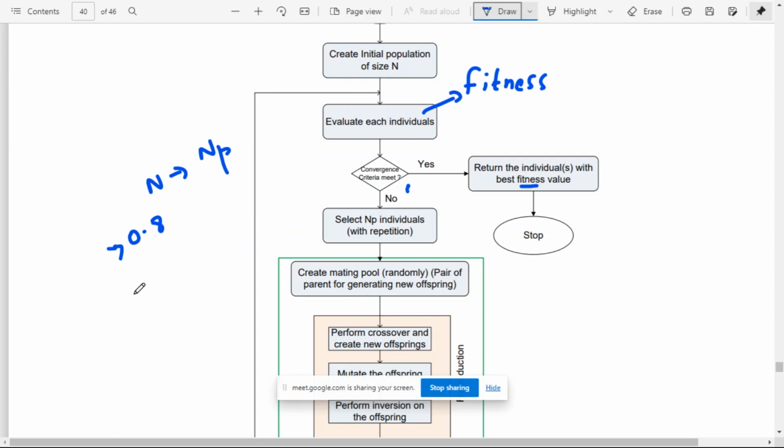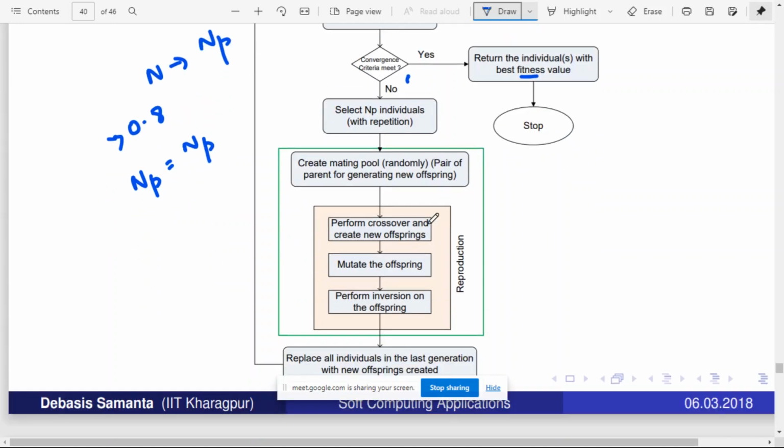Then for these NP individuals, you have to find a mating pair, that is another set of NP individuals. Because we want to create offsprings, right? So we are selecting NP individuals, and for these NP individuals we are identifying the mating pair randomly. This mating pair is identified randomly from the mating pool, right?